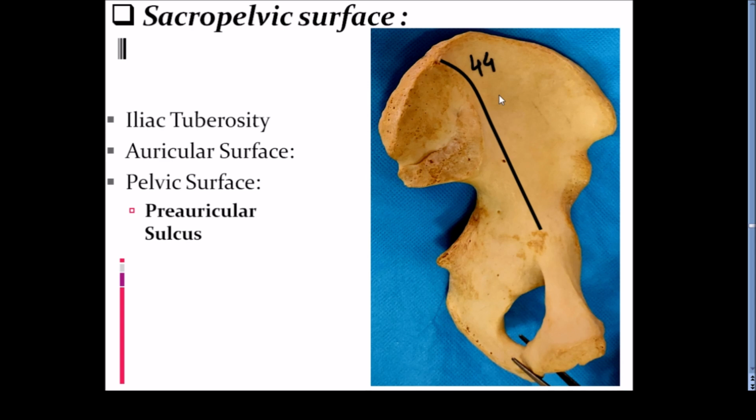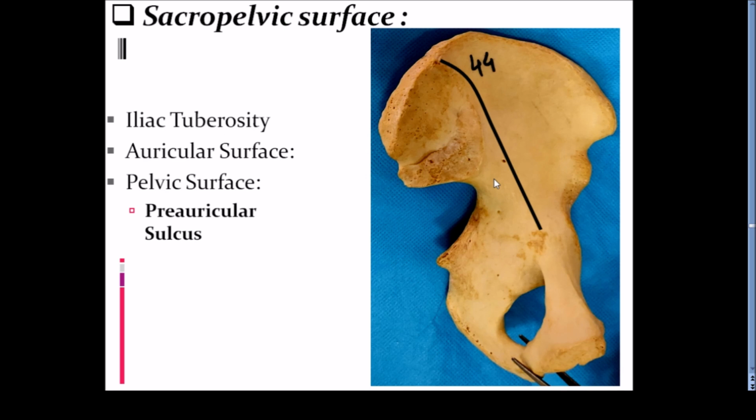Sacropelvic surface. The sacropelvic surface is again on the pelvic, inner surface of the ilium. It is situated just behind the medial border of the ilium. This sacropelvic surface has three parts. The upper portion is the iliac tuberosity, this is the articular surface, and this is the pelvic surface.